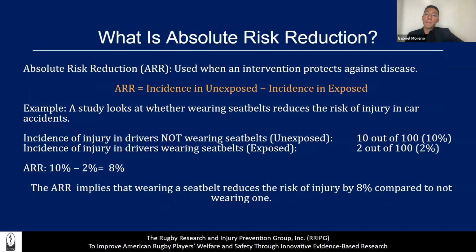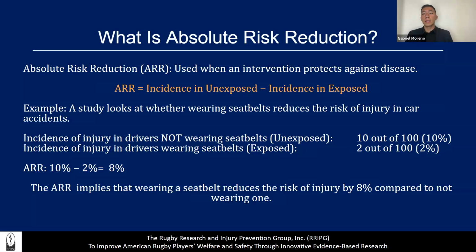Now, moving on to absolute risk reduction. This is almost like the opposite of the previous one. ARR is used when an intervention protects against a disease. So imagine us wearing a scrum cap in rugby and how that helps protect against maybe cauliflower ear or concussions. ARR equals the incidence in the unexposed minus the incidence in the exposed group. It's the reverse. So let's imagine this scenario to help us understand it better.